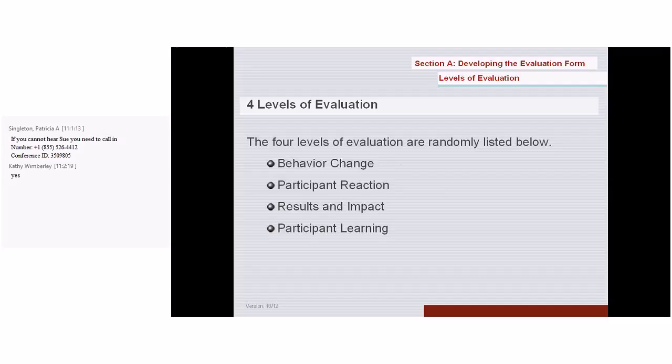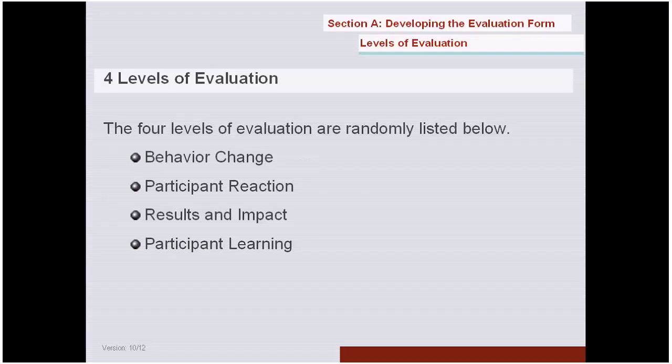The 4 levels of evaluation are randomly listed on the screen. In reality, there is a specific order for them, level 1 to level 4. As you look at them on the screen, and for those of you who don't have a screen, it says behavior change, participant reaction, results and impact, and participant learning. Which one of these do you think evaluation at level 1 is represented? Participant reaction.